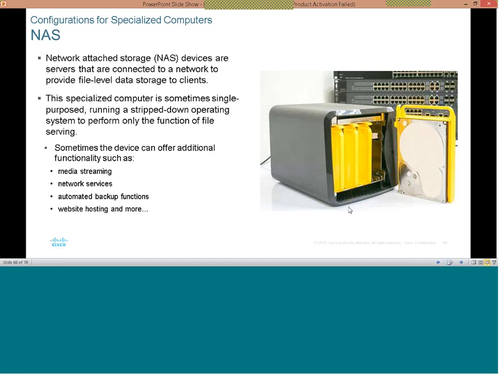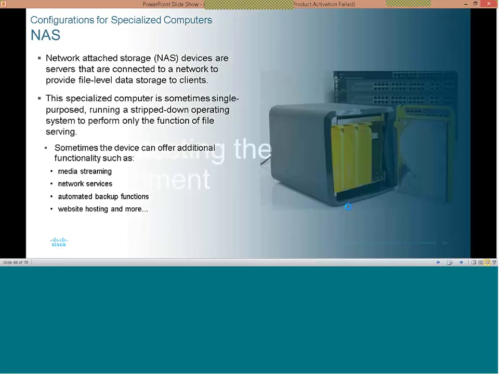Sometimes the device can offer additional functionalities such as media streaming, network services, automated backup functions, website hosting, and more, because it's a server, so you can actually host a website. What we're saying is that this is a network attached storage system that helps you to create connectivity, helps you to share resources, and helps you to automate backup functions. So these are a specialized kind of computer servers which can be deployed in our lab.